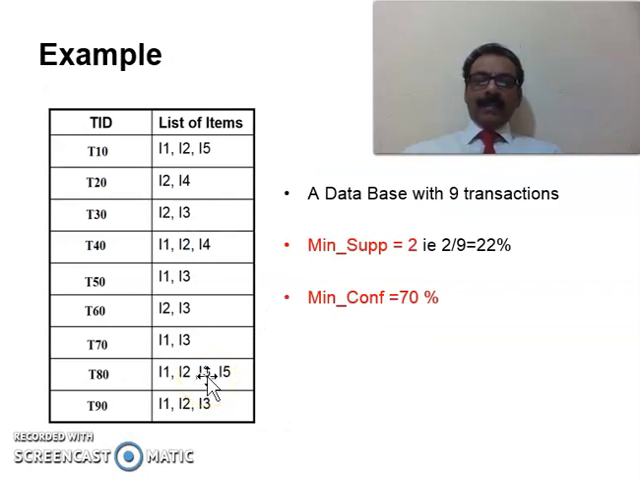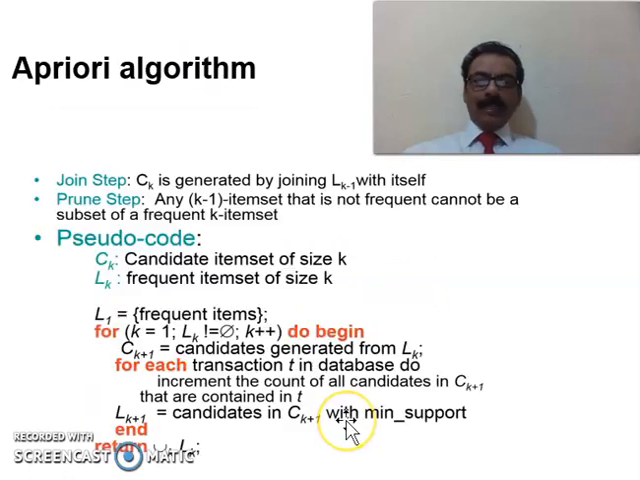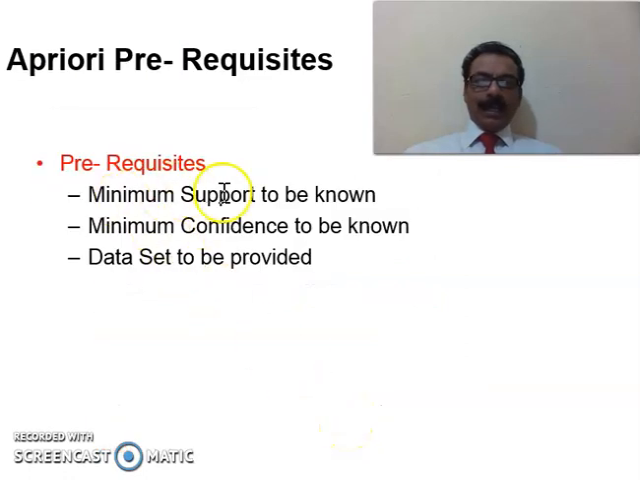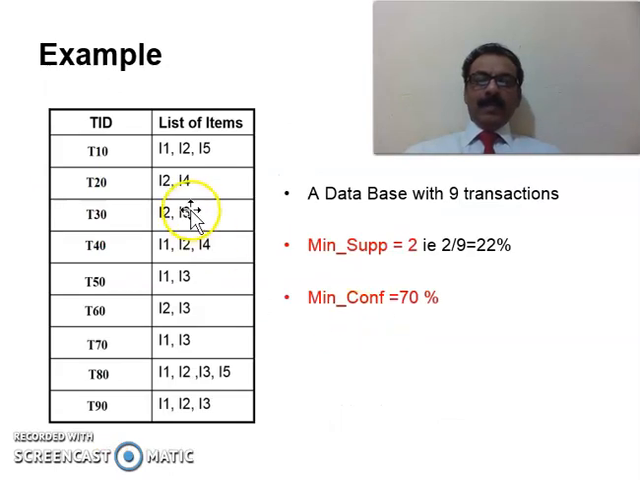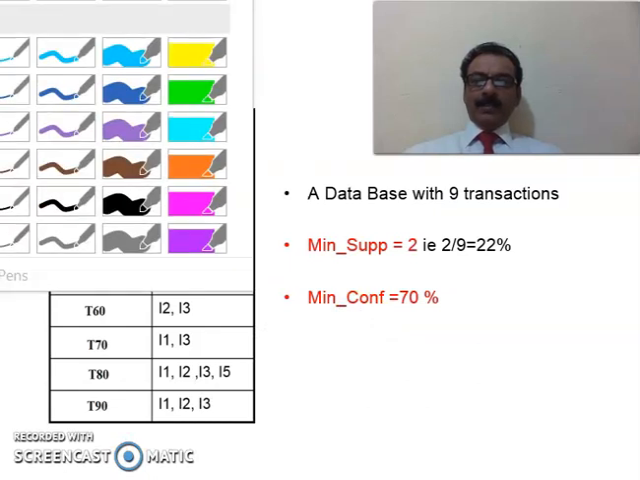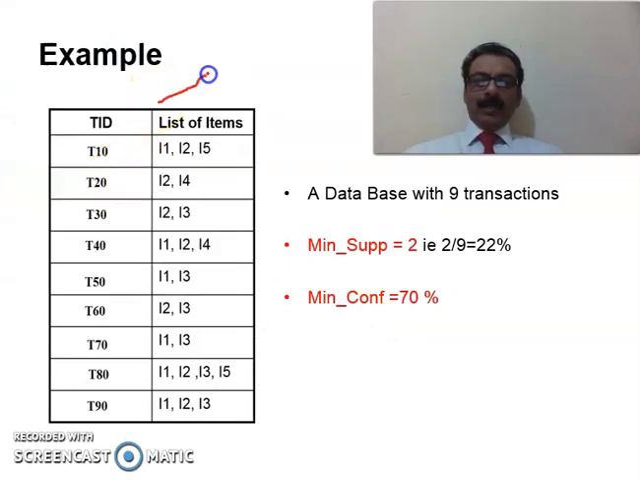Now, here I am going to consider an example. As we have said earlier, what is our prerequisite? There are 3 things: minimum support to be known, minimum confidence to be known, and a data set to be provided. Here we have a data set already available with us. This is our data set or our database. It is available with 9 transactions.